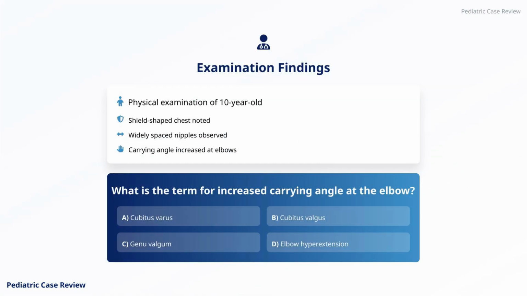During physical examination of a 10-year-old, a shield-shaped chest is noted with widely spaced nipples and increased carrying angle at the elbows. What is the term for increased carrying angle at the elbow? Option A, cubitus varus. Option B, cubitus valgus. Option C, genu valgum. Option D, elbow hyperextension.